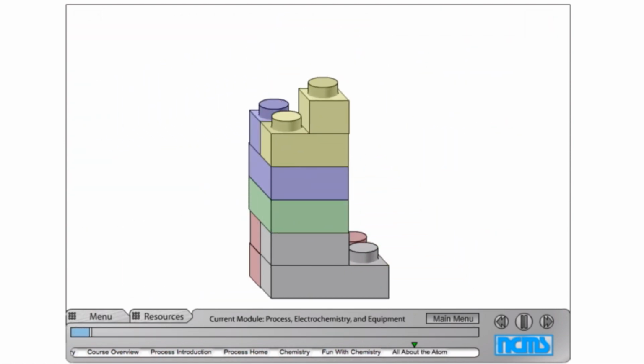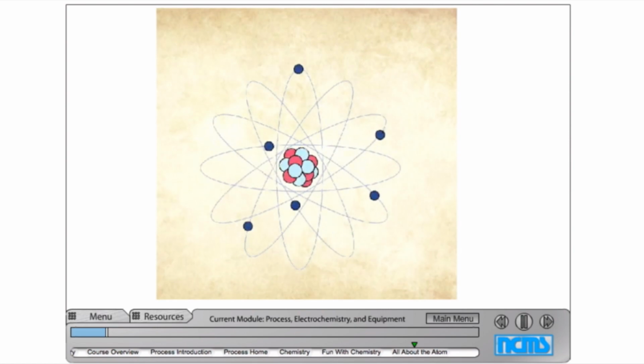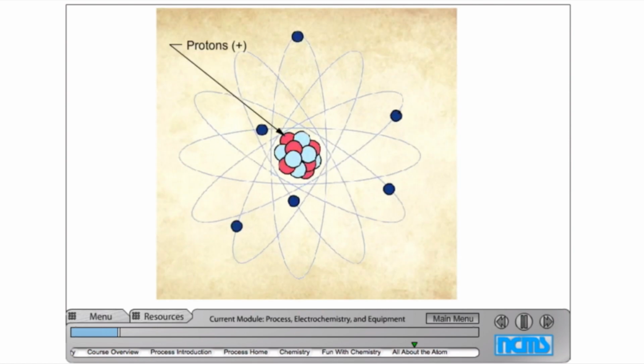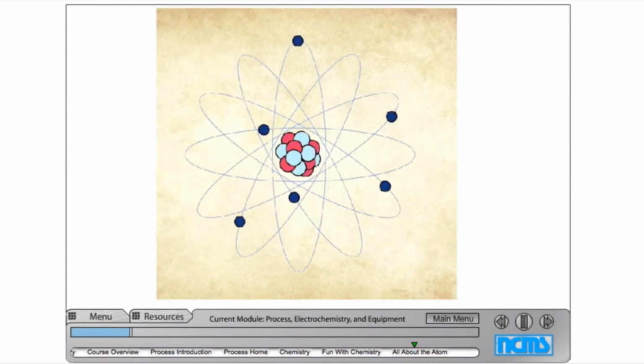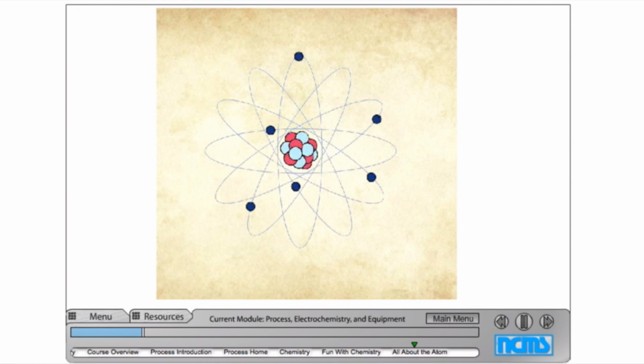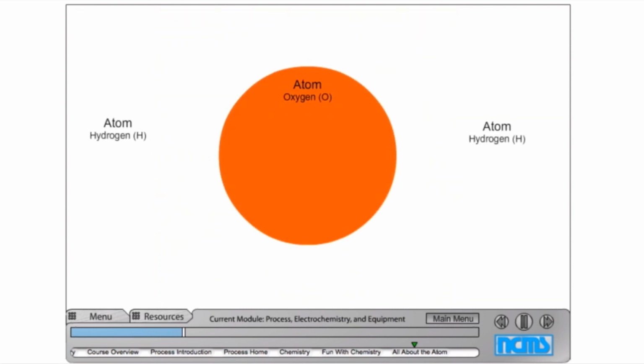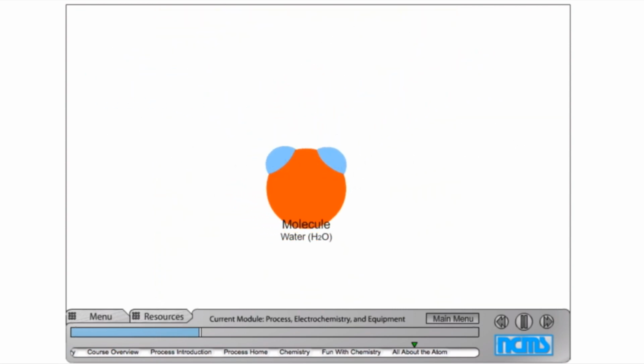Every atom consists of a dense nucleus containing two types of particles, positively charged protons and neutrally charged neutrons. Orbiting in a cloud around the nucleus are negatively charged electrons, bound to the nucleus by electromagnetic force. Multiple atoms stuck together are called molecules.